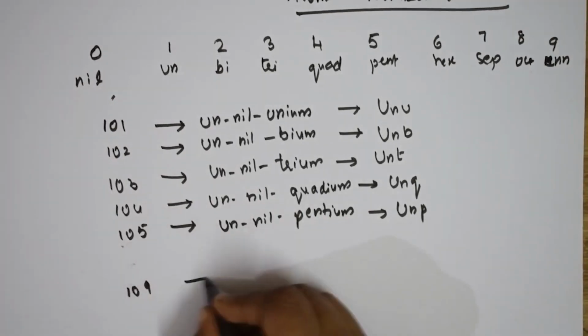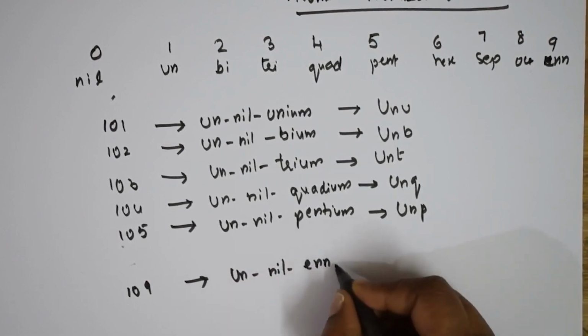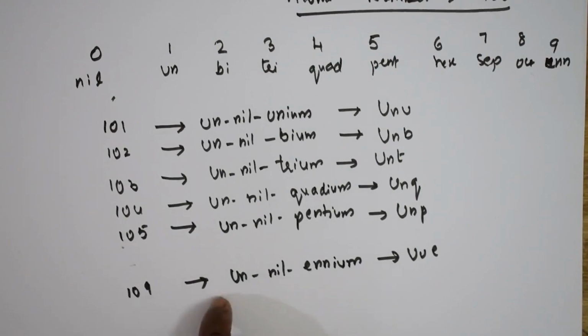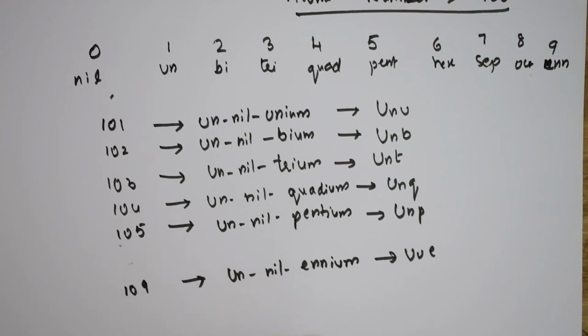Okay, remaining you can write. 109 is un nil enium. Symbol is Une. Suppose it is 110, un un nilium, Uun. For 111, we call it un un unium. Symbol is Uuu. For 112, it is un un bium, Uub. Like that. Suppose you have to write 120, how do you write? 1 stands for un, 2 stands for bi, 0 stands for nil, ium, Ubn. 130, un tri nilium, Utn, symbol. 140, un quad nilium, Uqn. 150, un pent nilium, symbol is Upn.